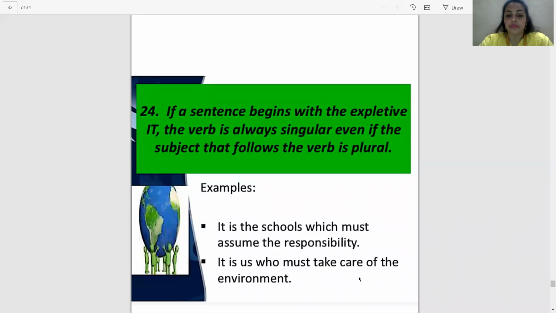Clear? It is us who must take care of the environment. Now here, "must take care" has a modal verb, so it will not change anyway. But in this manner, we should understand that if the sentence begins with "it", it doesn't matter whether the subject that follows is singular or plural, the verb will always be singular.